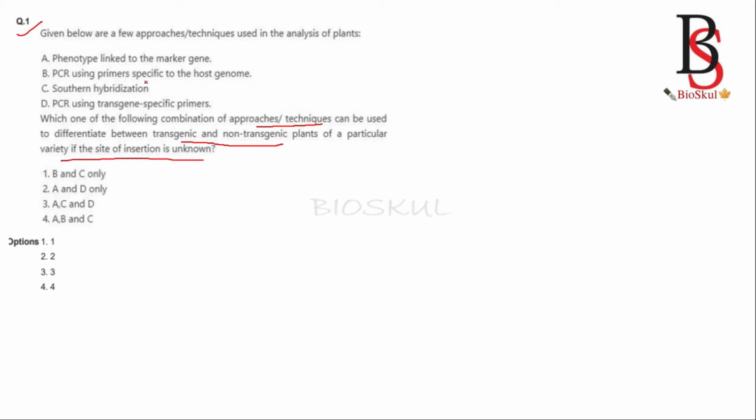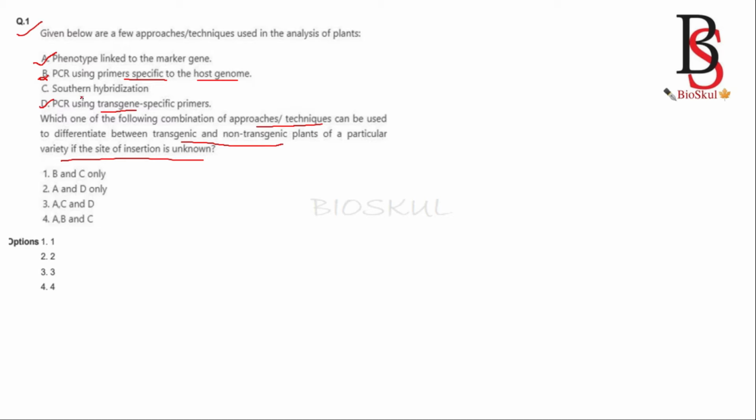So let's see what the approaches or techniques are. The first one is phenotype linked to the marker gene. Yes, this one is required to differentiate the transgenic and the non-transgenic plant. The transgenic plant expresses a different phenotype as it is linked to the marker gene. Option B, PCR using primer specific to the host gene. And option D, PCR using transgene specific primers. So for distinguishing the transgenic and the non-transgenic plant, we need primers that are specific to the transgene, not to the host genome. So option B is wrong and option D is correct.